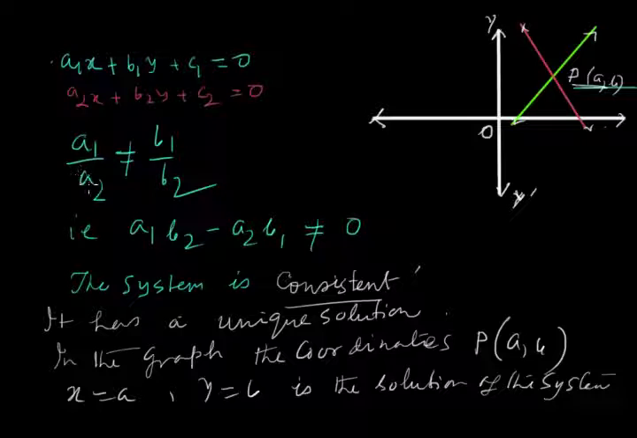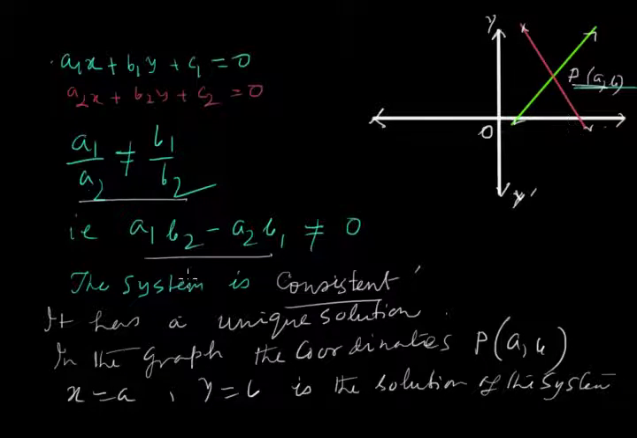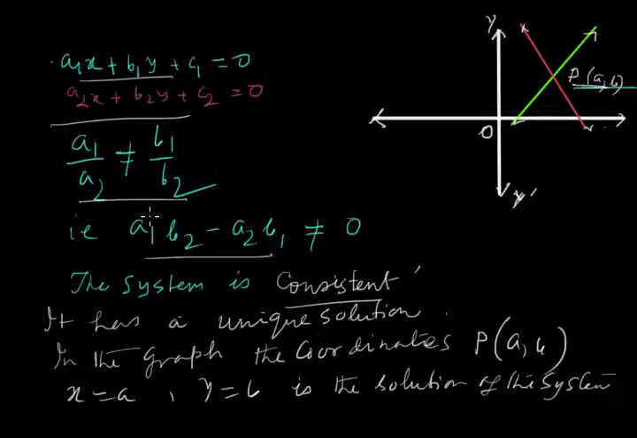So algebraically we have found that a1 by a2 is not equal to b1 by b2, and when you draw the graph they will meet at a point. So in this case we can say that these two lines are non-parallel lines. So this is the condition of non-parallelism of two lines.